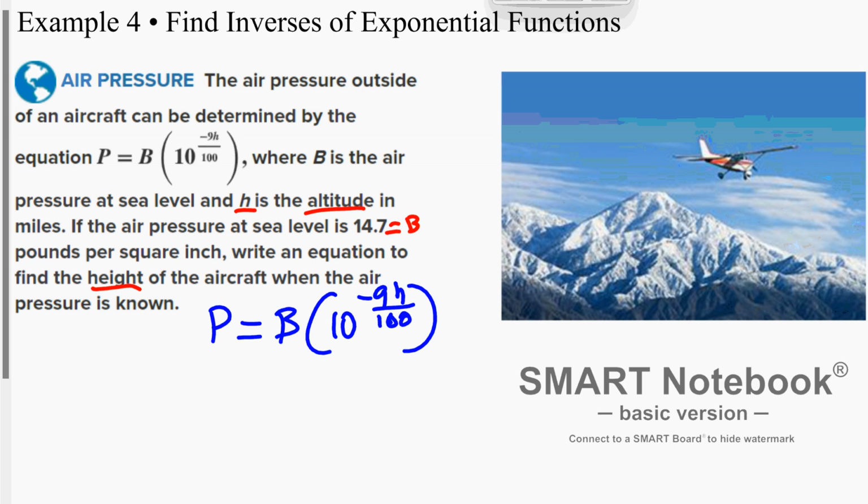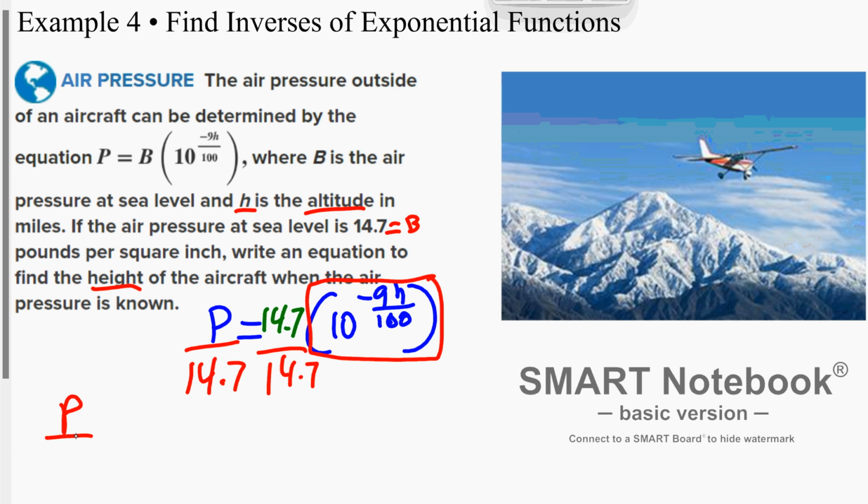Alright, so that's our equation, but all we're going to do is just insert our B, which we know is the air pressure at sea level, and we want to find the air pressure of the aircraft, which is P. Okay, and so we insert B, which was 14.7, and now I'm just going to get this exponent by itself. So I always want to get the base by itself first, so I just divide by 14.7. So basically I'm just solving this equation for h. So P over 14.7 is equal to 10 raised to the negative 9 times h over 100.